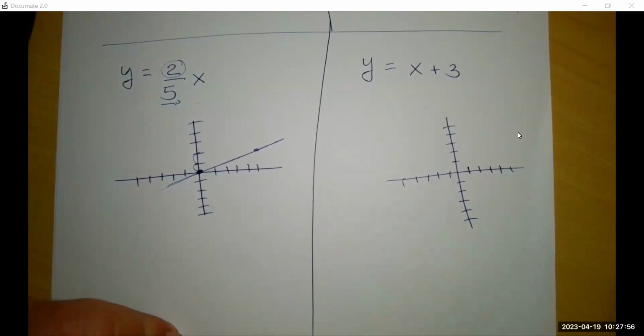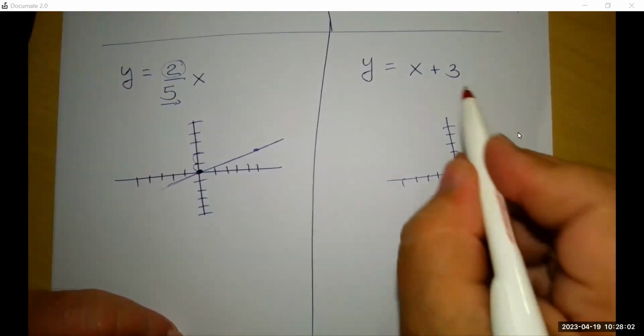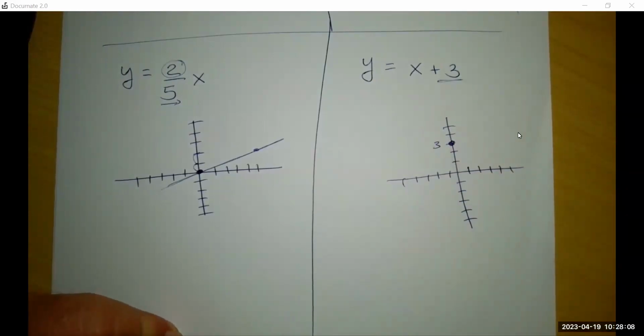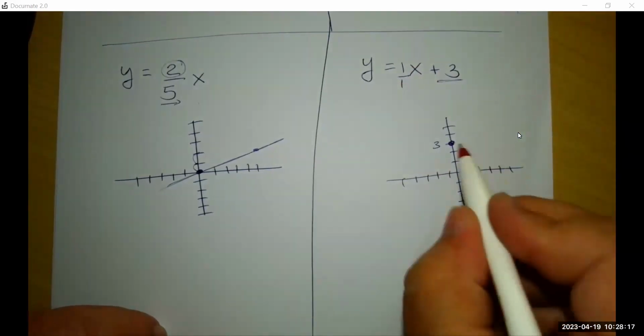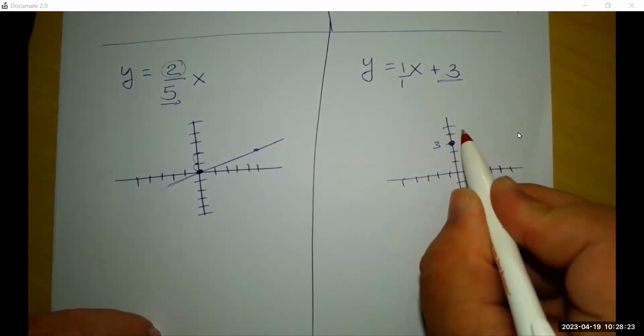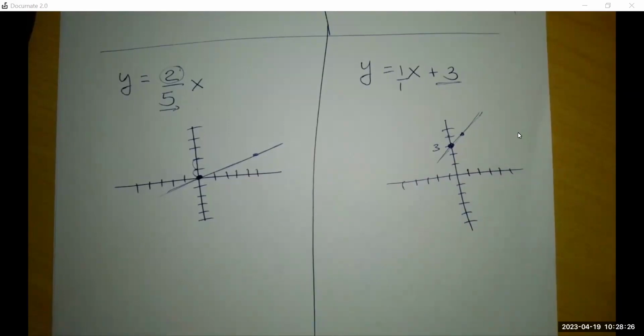And the second one. So on the y-axis, positive 3, 1, 2, 3. And then what's my slope? 1. Just 1? 1 over 1. It has to be a fraction. So from here, what do I go? 1 up and 1 over. And there's your graph. Hopefully it makes it a little bit easier for you.